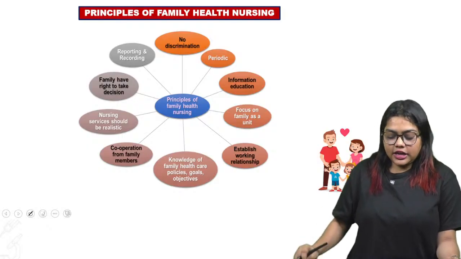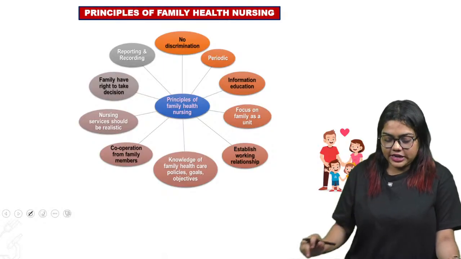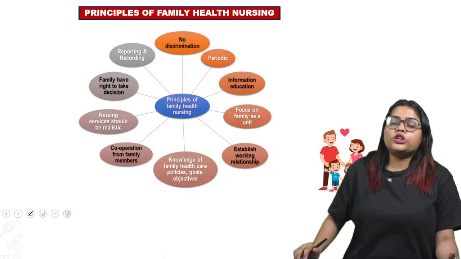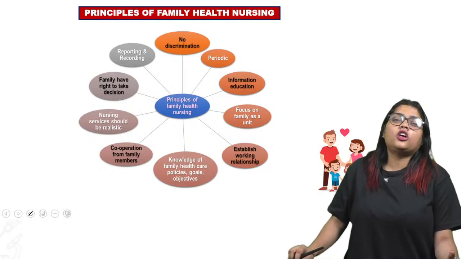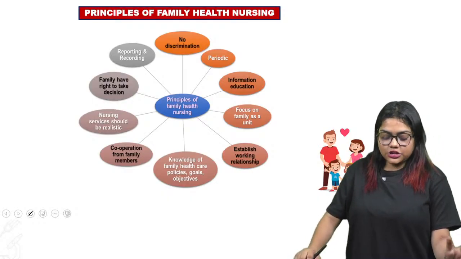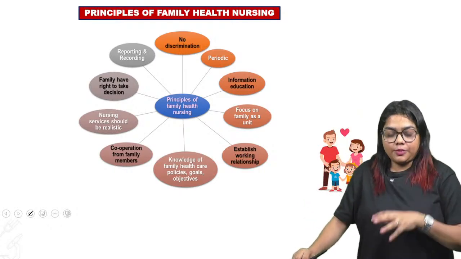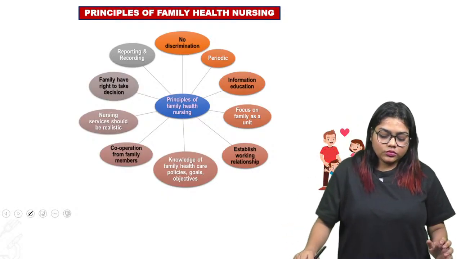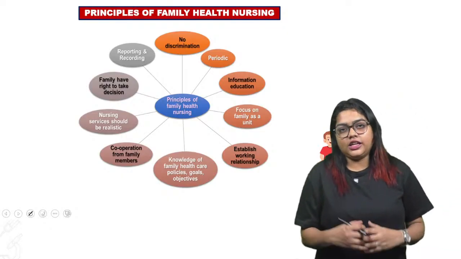Then, care should be periodic, like intervals should be there, and follow-up routine should be maintained. Information and education should be given to the family members, to educate them on the health basis. Focus on the family as a unit, not on the individuals. Establish a working relationship with them. Knowledge of family health care policies, goals and objectives. Cooperation from family members. Nursing services should be realistic. The family has to take decisions, and reporting and recording is the final procedure.